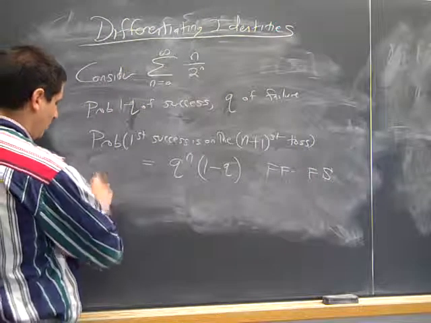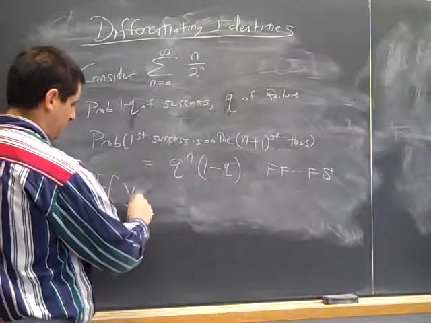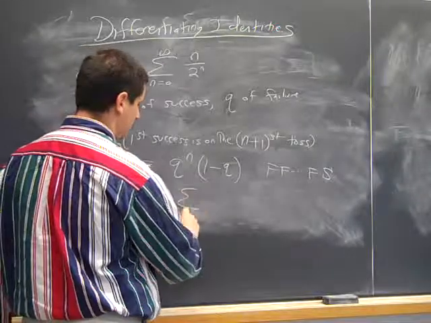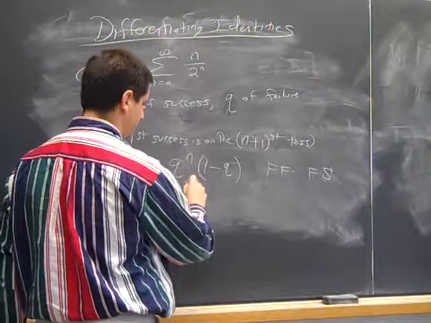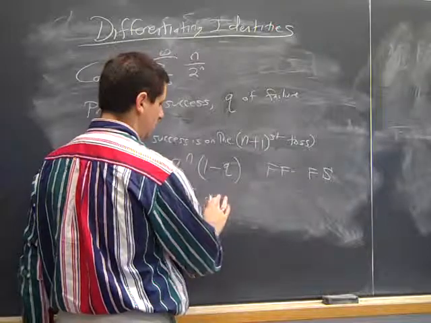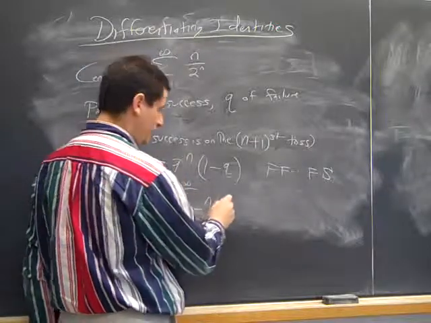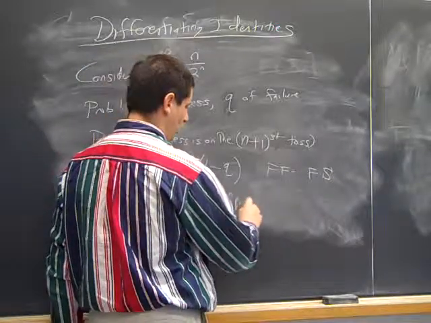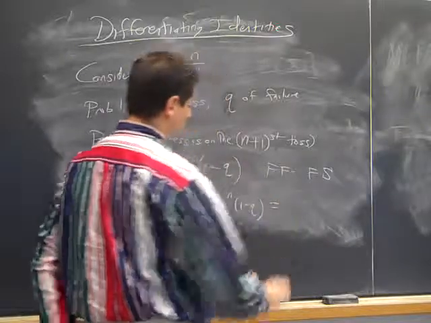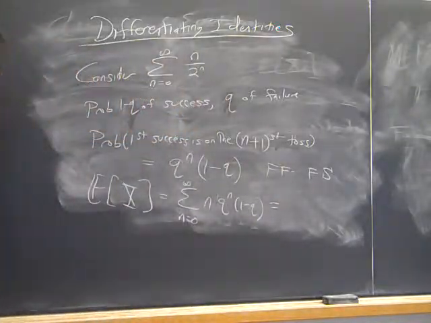If I want to calculate the expected value of x, that's the sum, n goes from 0 to infinity, n, and now the probability of a success on the nth toss is just Q to the n, 1 minus Q. When you see this, what do you want to do?